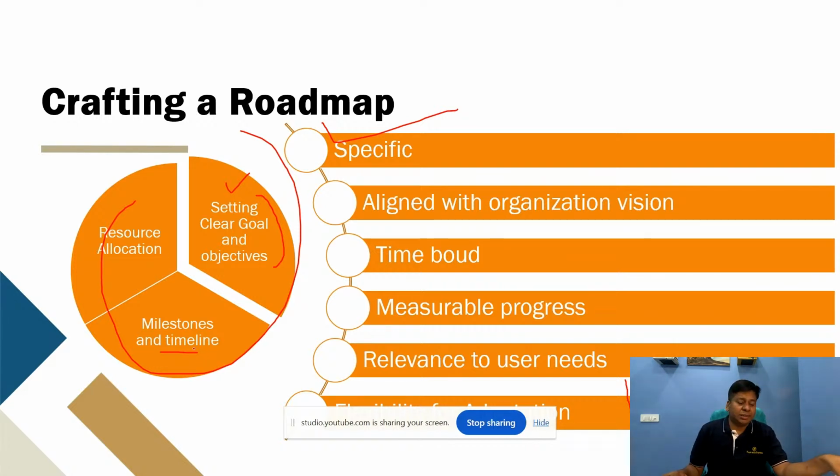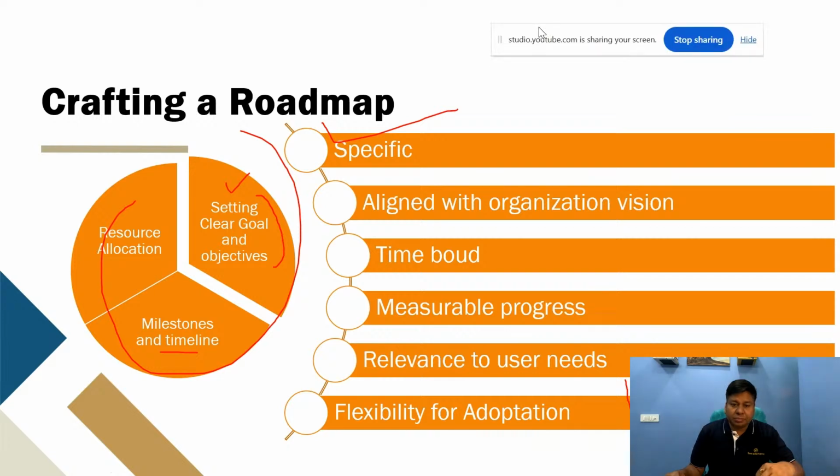Next part is, what is a good roadmap? A good roadmap should be specific. It should be aligned with the organization's vision. It should be time bound. Progress should be measurable, right? Relevance to user need and flexibility to adoption. Whenever you are creating a roadmap, think about this. Flexibility in adoption is also required.